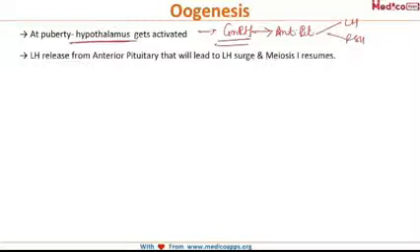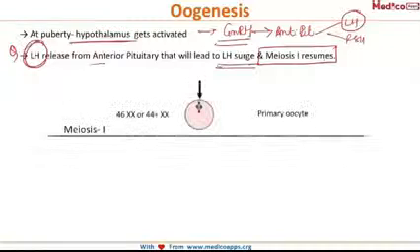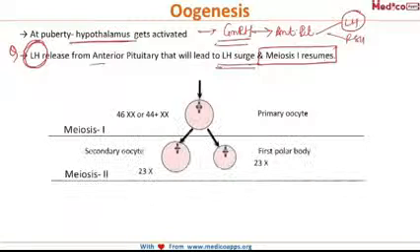Now this LH, which is released from the anterior pituitary, leads to the LH surge, and finally Meiosis I resumes. Again one important question: Meiosis I resumes under the effect of which hormone? It is the LH hormone, the luteinizing hormone. Now as Meiosis I resumes and is completed, this primary oocyte leads to the formation of the secondary oocyte and the first polar body.